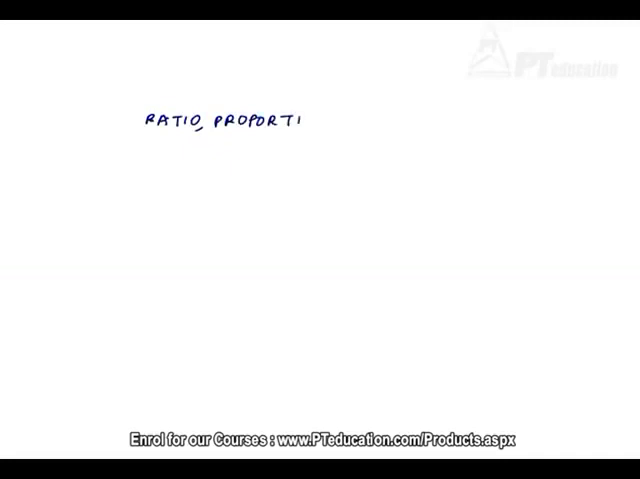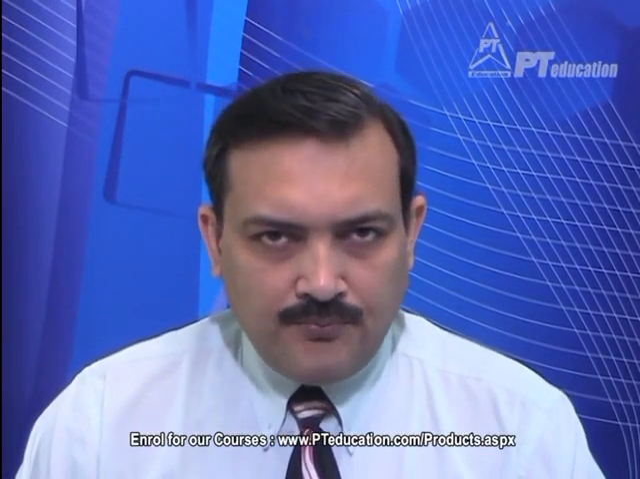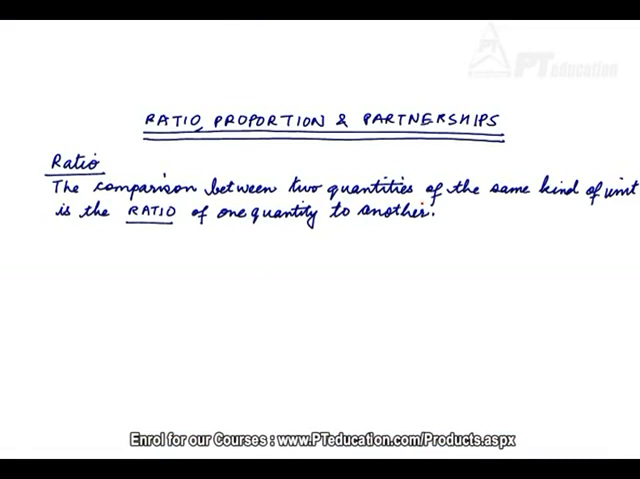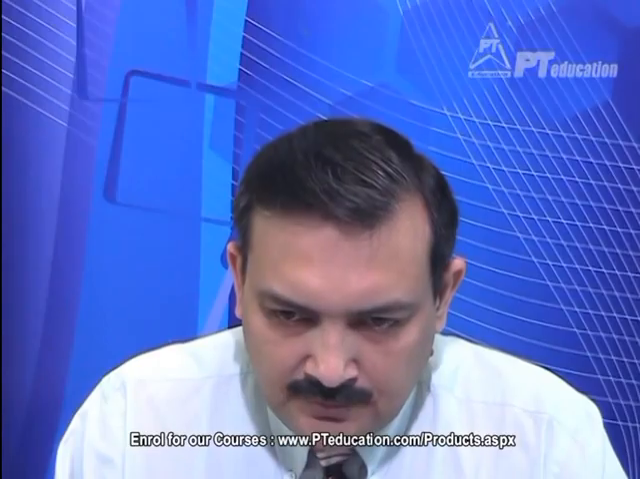Ratio, proportion and partnerships. Let me start by giving you the basic definition of ratio. Ratio. The comparison between two quantities of the same kind of units is the ratio of one quantity to another. As you can see on the screen, ratio is equal to A is to B, which can also be written as A by B.